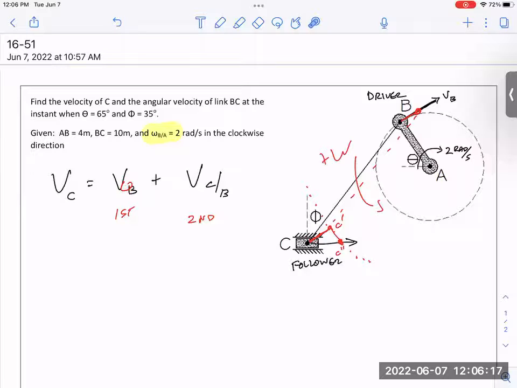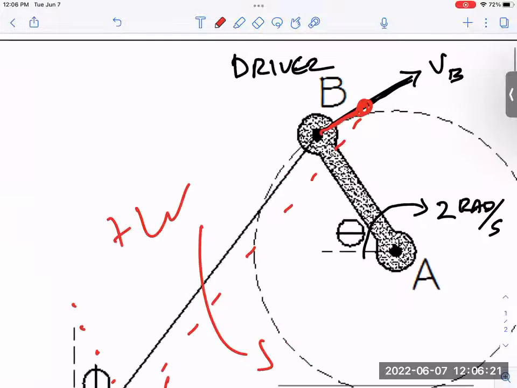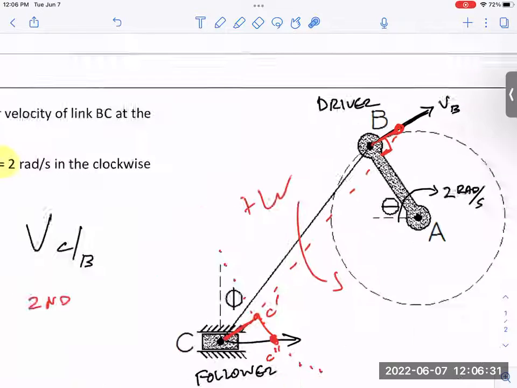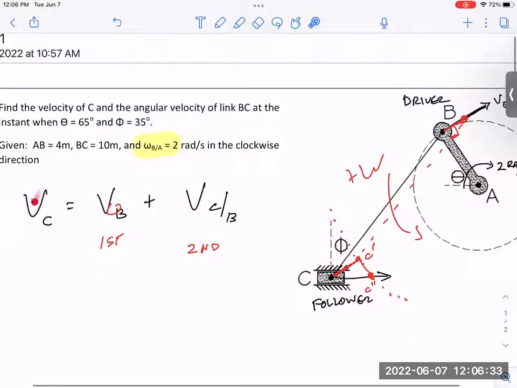And notice those are linear velocities. That's why I had to draw it over here perpendicular. Did you notice I was careful to draw that 90 degrees right there? That's the direction it's going, thanks to this 2 radian per second clockwise. I know that's the direction B is going. Well, then if you want to know what C is doing, it's doing exactly what B is doing to start with.